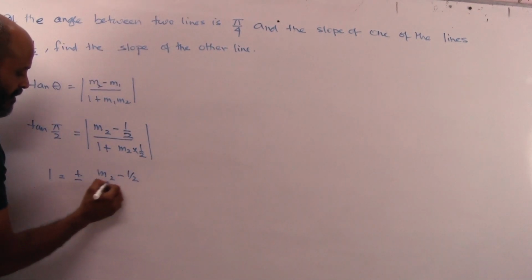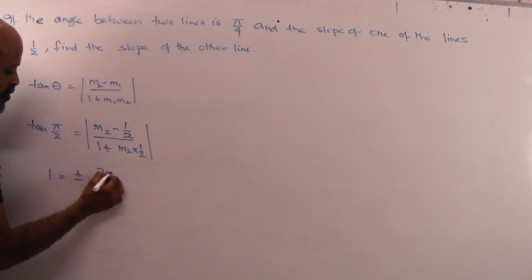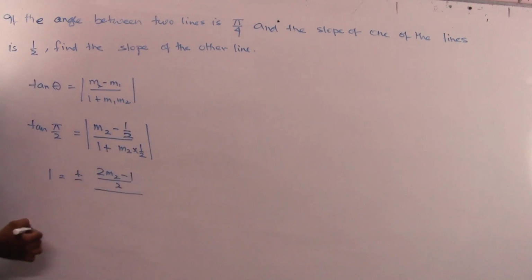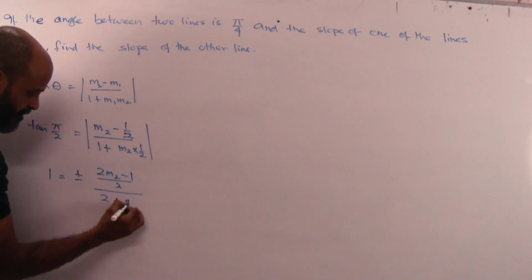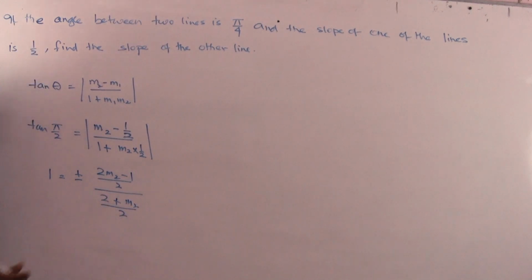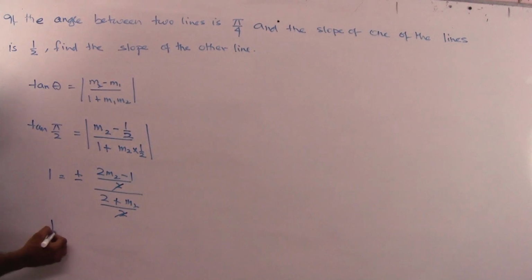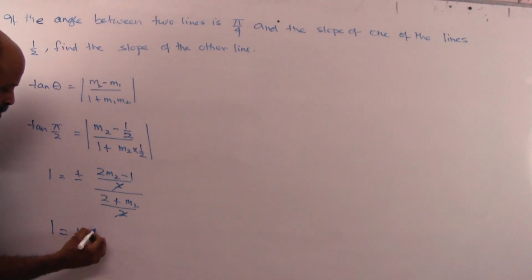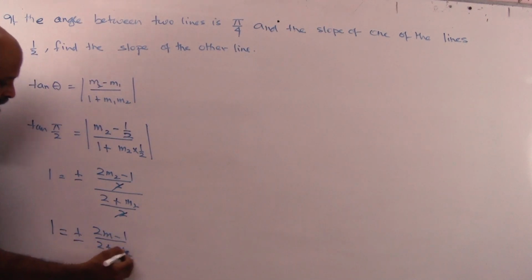m2 minus half, so that will be equal to how much? 2m2 minus 1 by 2, and this will be 1 plus m2 by half. So this will be 2 plus m2 by 2. So this 2 and 2 will get cancelled. Here we have 1 is equal to plus minus, that will be 2m minus 1 upon 2 plus m2.